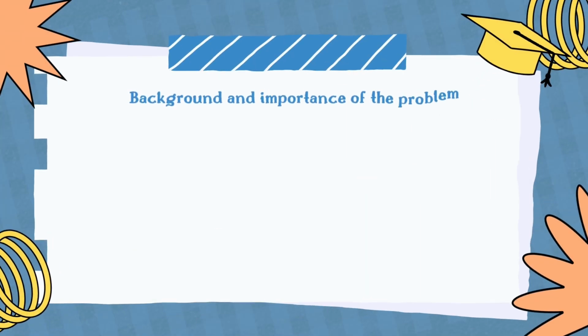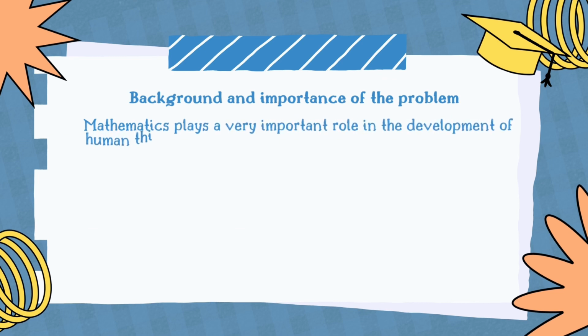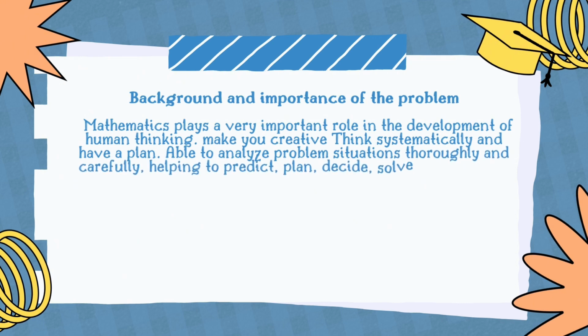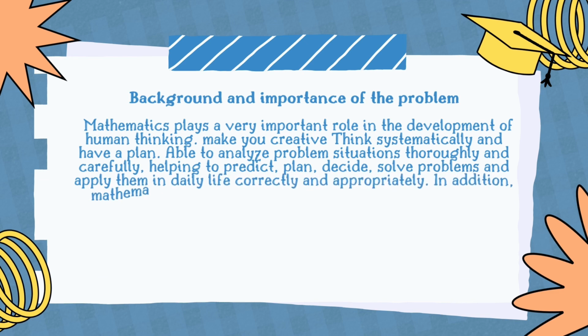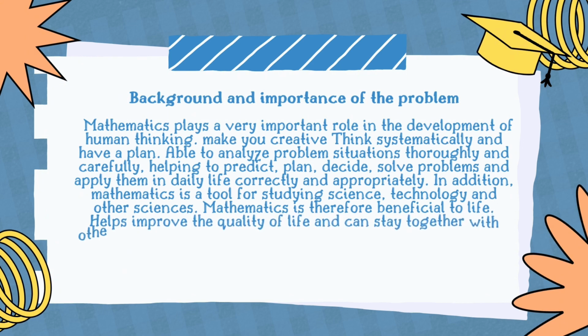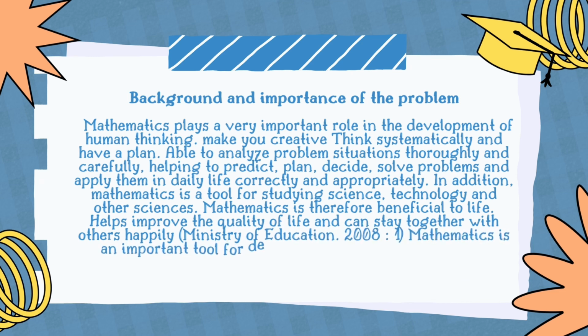Background and importance of the problem. Mathematics plays a very important role in the development of human thinking. It makes you creative, think systematically and have a plan. Able to analyze problem situations thoroughly and carefully, it helps to predict, plan, decide, solve problems and apply them in daily life correctly and appropriately. In addition, mathematics is a tool for studying science, technology, and other sciences. Mathematics is therefore beneficial to life, helps improve the quality of life, and allows people to live together with others happily.